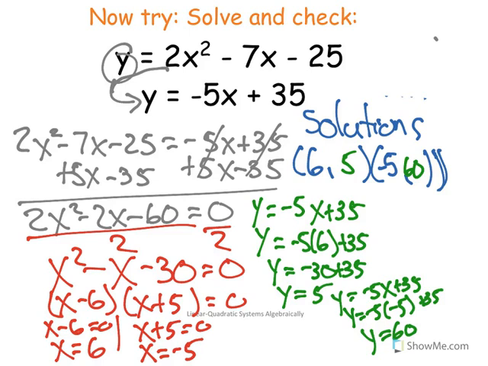And if I want to go back to the first one, I get 2 times 6 squared is 72 minus 42 is 30 minus 25 is 5. So that one should check. When I look at the second one, I get 2 times 25 is 50 plus 35 is 85 minus 25 is 60. So that one will check out as well.